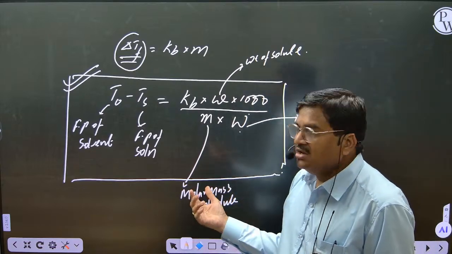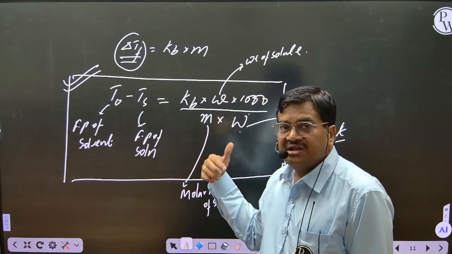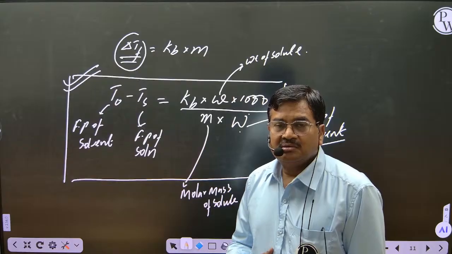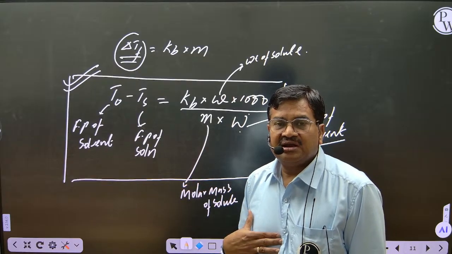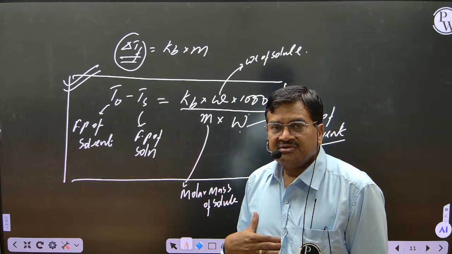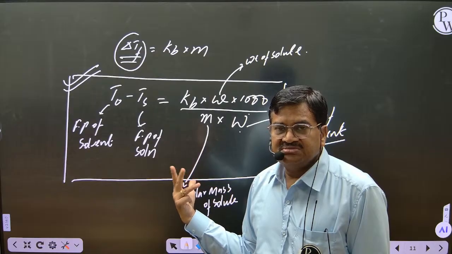Tomorrow we continue with the graph for this. After that we go to osmotic pressure. And the last part is the van't Hoff factor and abnormal molar mass. With that the solution chapter gets completed. In hardly 2-3 days we will complete.